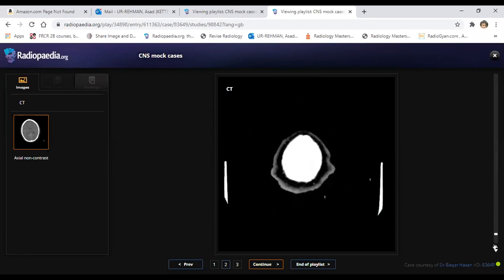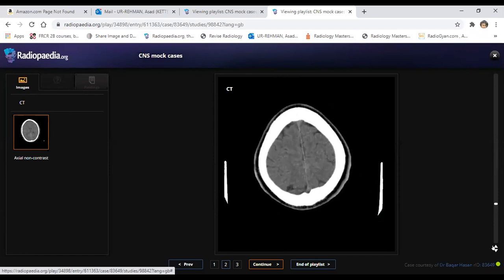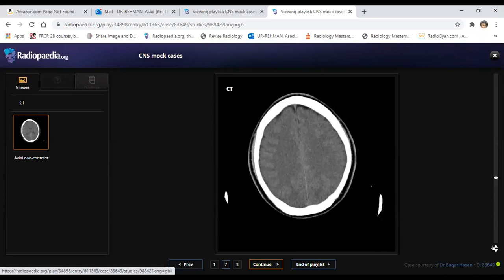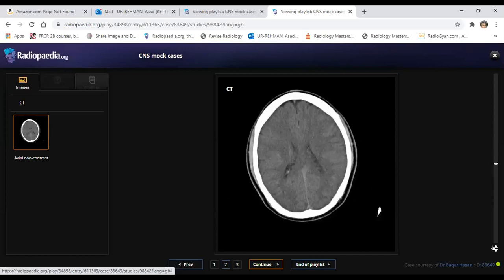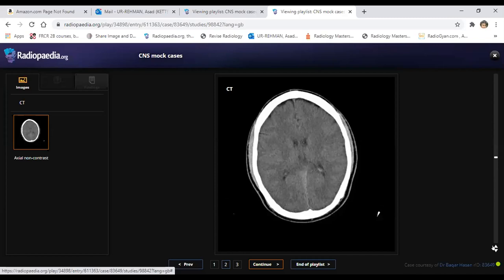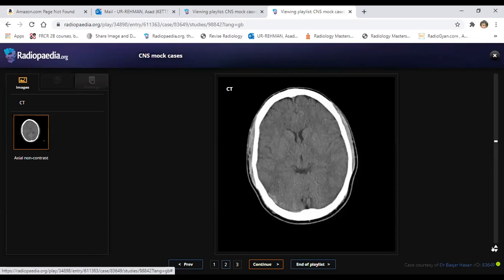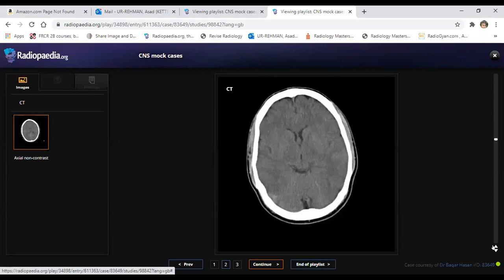So I am going from above downwards, systematically reviewing the images. I'm seeing the sulci at the frontal parietal regions. So this patient with the headache, I'm looking for any intracranial space occupying lesions, any brain edema. I'm also looking for any extraaxial or intraaxial hemorrhage. And now at the region of basal ganglia, I'm looking at the deep gray matter, the ventricles. I can see some hyperdensity at the region of internal cerebral veins. So I don't know whether it is significant. Maybe, but I'm not seeing any hypodensity in the corresponding thalami.